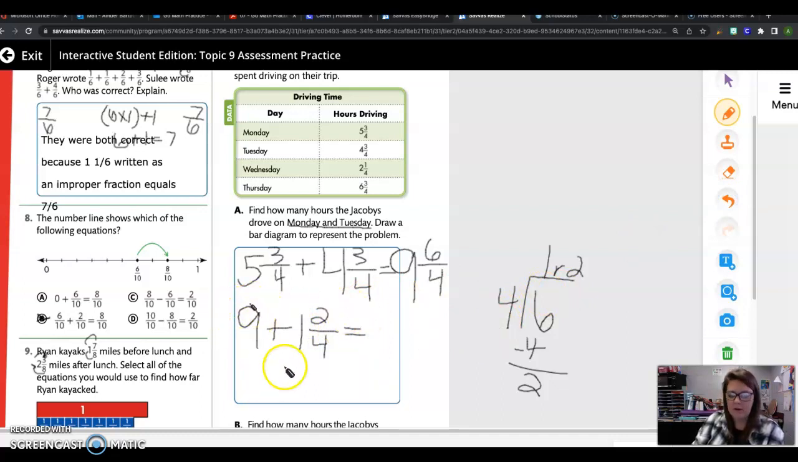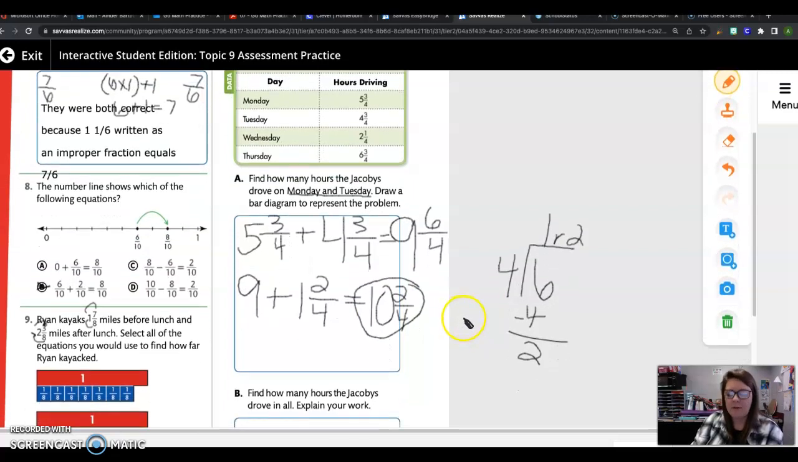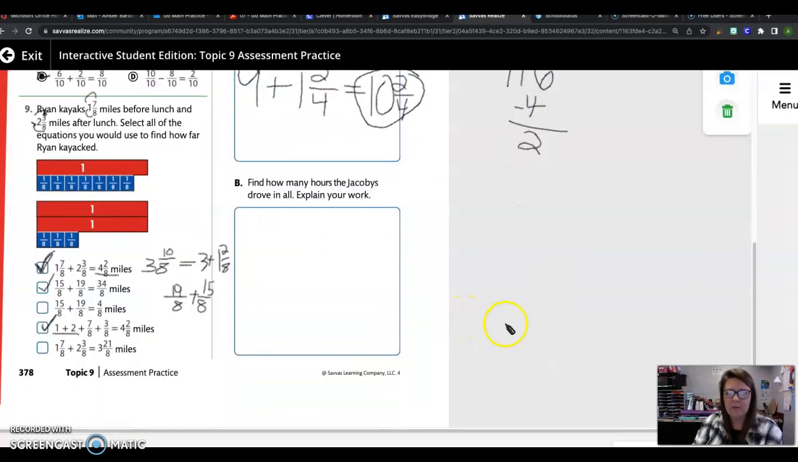We add the whole numbers. 9 plus 1 is 10. And then we have our fraction of 2/4. So what is the total amount they drove on Monday and Tuesday? 10 and 2/4. Excellent. Last one.